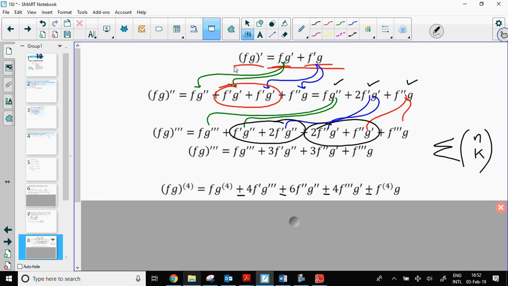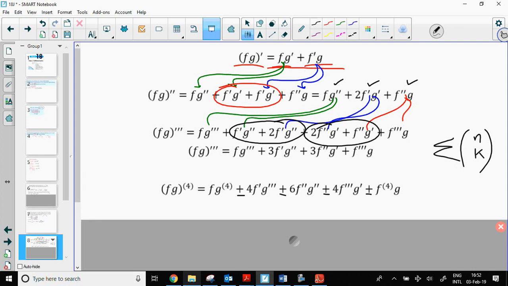If you want to work on this, pause the video right now and try it. If not, I'm going to go to the answer and we'll check it to make sure that it works.